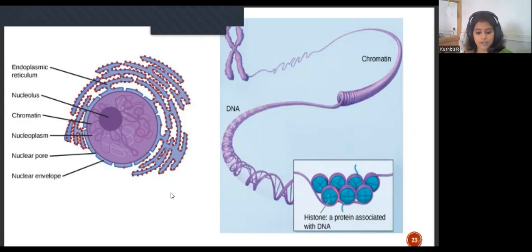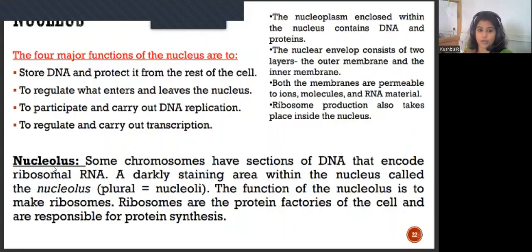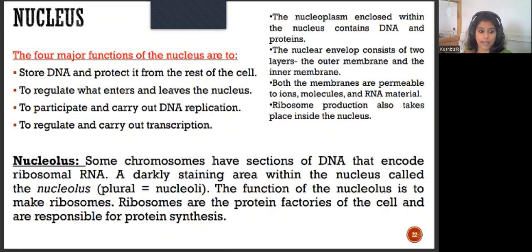To see the structure and function of the nucleolus, the darkly stained region of your nucleus: some chromosomes have sections of DNA that encode ribosomal RNA. This darkly stained region is the nucleolus. The ultimate function of your nucleolus is to make ribosomes. The DNA that encodes ribosomal RNA is present inside your nucleus. The nucleolus synthesizes ribosomes, and ribosomes ultimately synthesize proteins.